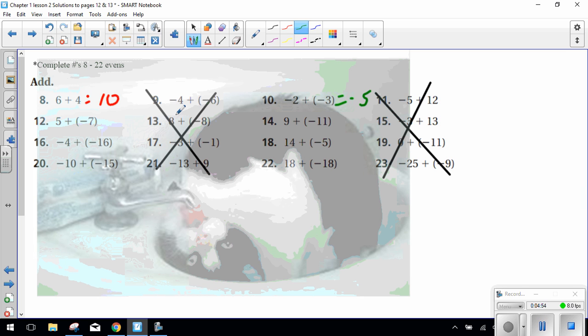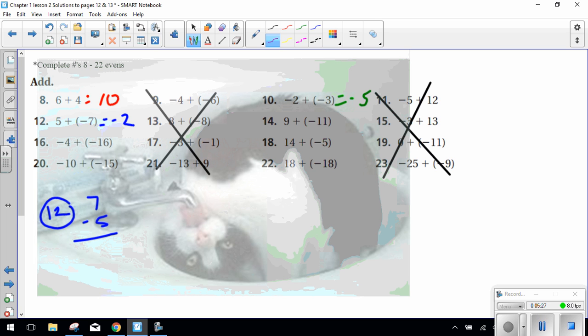Number 12, we have 5 plus negative 7. So for number 12, what we're going to do is ignore the signs and just take the bigger number minus the smaller number. We're simply going to take 7 minus 5 to get 2. Okay, then the next thing we're going to do is ask ourselves, who will give us a bigger absolute value, the 5 or the 7? And of course, 7 will give us a bigger absolute value, so we keep this sign in the answer, negative.